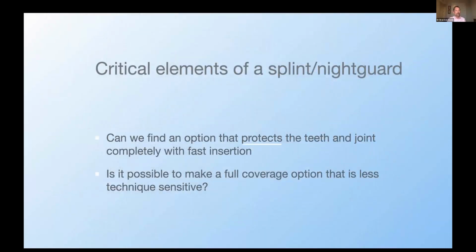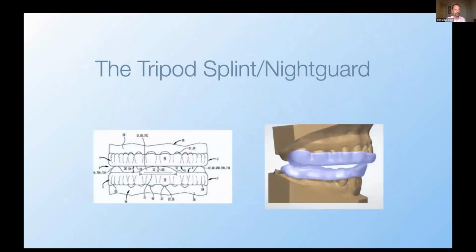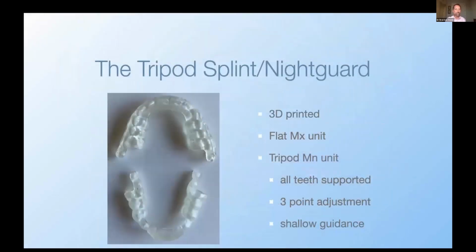And so can we find a solution? This is what I was pondering about 3 or 4 years ago: a design that protects the teeth and the joint with fast insertion. And are there full coverage options that are less technique sensitive? And this is what I created, kind of my tripod design. With these 3D printed resins now, because they're so much thinner, we can actually make an upper and a lower piece that have the same distance between the incisal edges as the conventional way of doing it, which is amazing. And so this is the design we use.